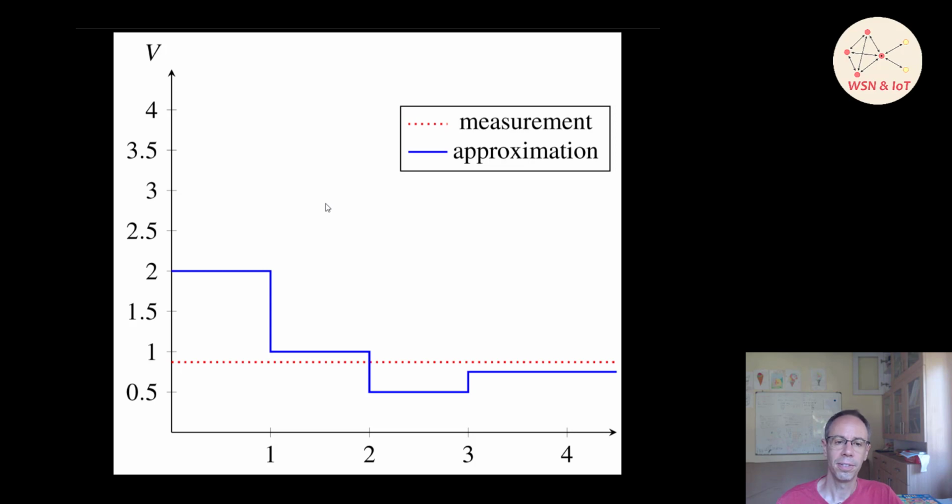The nRF Connect SDK, like most microcontrollers, has a successive approximation analog digital converter. It means that over multiple steps we come nearer to our measurement result.